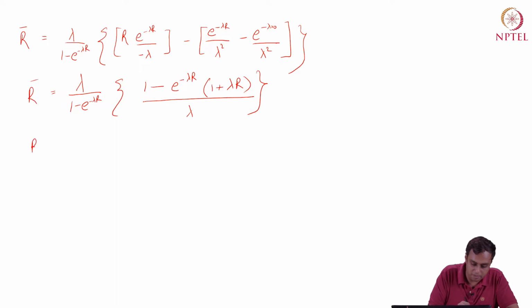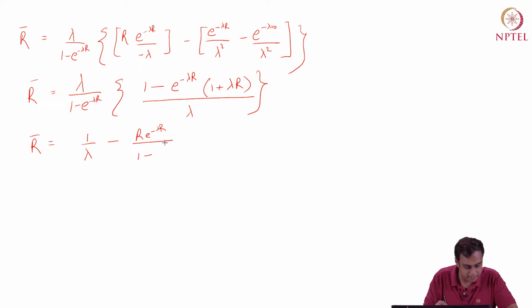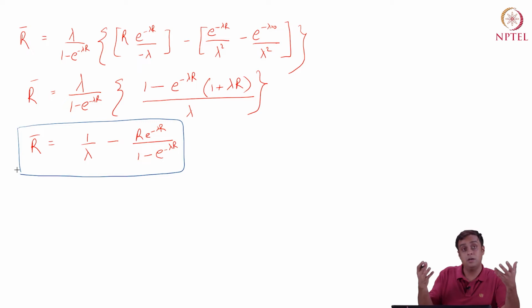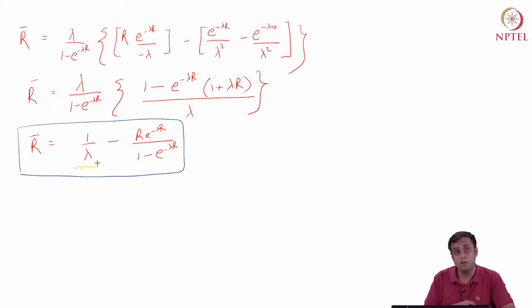So R bar can be further simplified as 1 over lambda minus R e to the power minus lambda capital R divided by 1 minus e to the power minus lambda R. And this representation is particularly useful because if you recall from the previous lecture, for an exponential distribution with infinite radius, when capital R was infinity, the exponential distribution would have given me a mean value which is exactly equal to 1 over lambda. This is something that we saw last time.